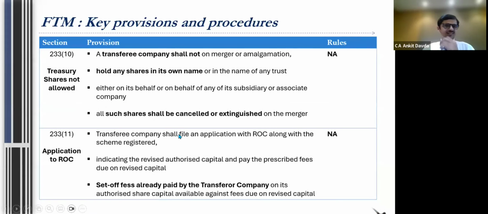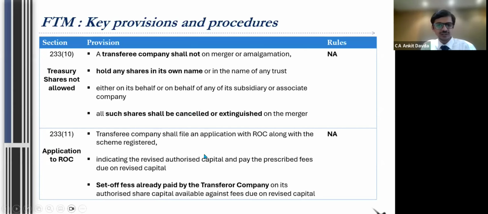Then Section 233(10) is a clarificatory provision which says that transferee companies shall not hold their own shares on merger. As all of us know, no company can hold its own shares. So as we discussed in one of the examples, if a holding company merges into a WOS, those shares will get cancelled, because the WOS cannot hold its own shares which were held by the holding company upon merger, and such shares will have to be cancelled mandatorily. So treasury shares are not allowed. Earlier it was allowed by way of trust and the like.